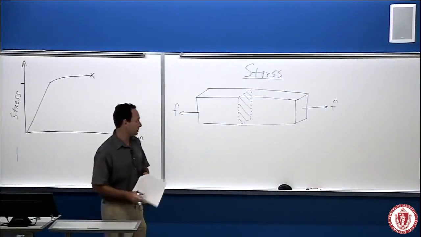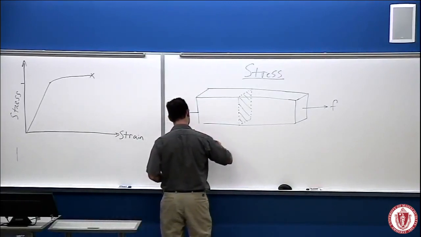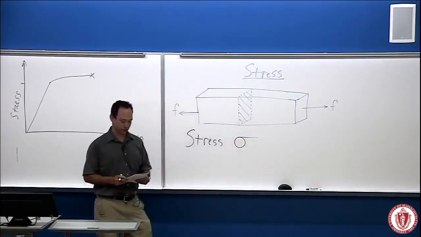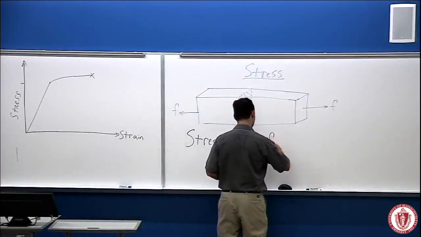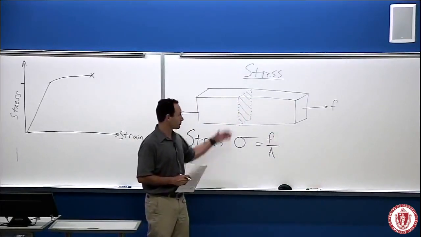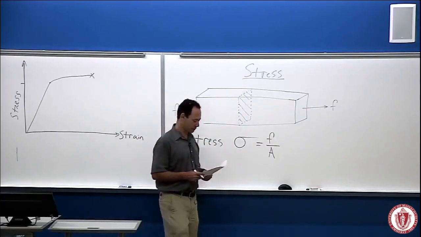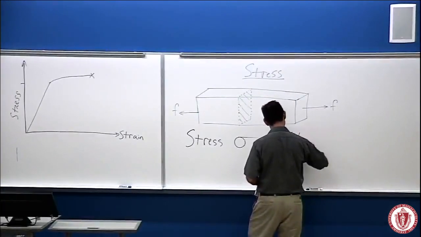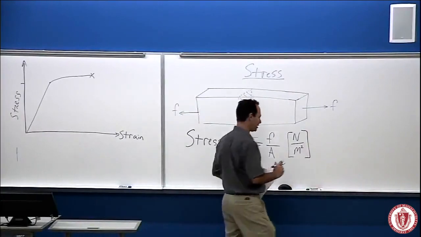So this starts with calculating stress. We'll use the symbol sigma for stress. That's the Greek letter for S. And it's the force per area. Obviously, something with a lot more cross-sectional area can withstand a greater force. And so the dimensions of this will be newtons per meter squared. And this is also known as a Pascal.